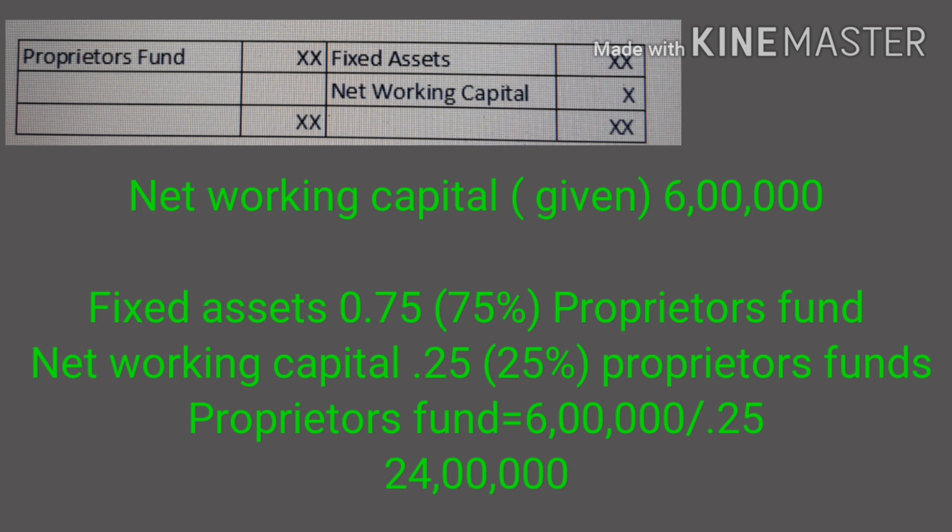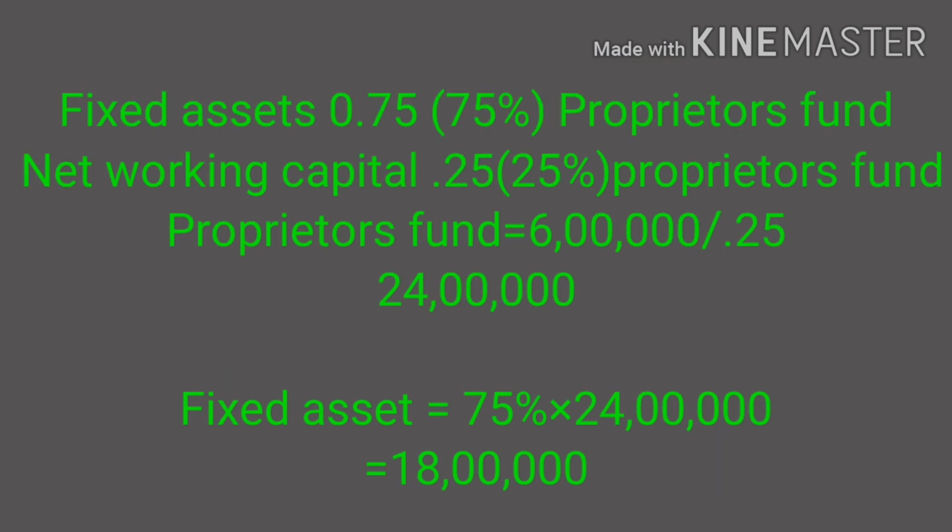Since the fixed asset is 75% of the proprietors fund, net working capital is 25% of the proprietors fund. So we can find out the proprietors fund: 6 lakh divided by 25%, that is 24 lakhs. Now fixed asset is 75% of the proprietary fund, that is 24 lakhs into 75%, 18 lakhs.